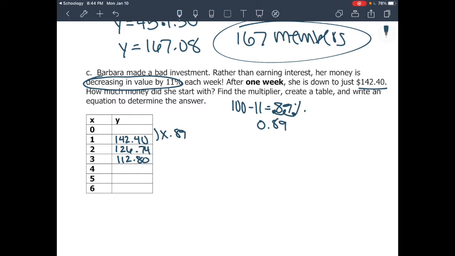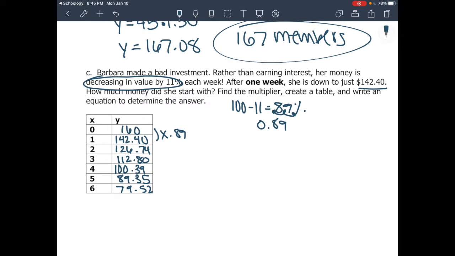And then 112.80 times 0.89 will get me 100.39. That is just dwindling. It's going away. Times 0.89 is 89.35 rounded. And then times 0.89 again is 79.52. Now to go backwards, we're going to take the 142.40 and divide by 0.89 instead of multiplying by it.